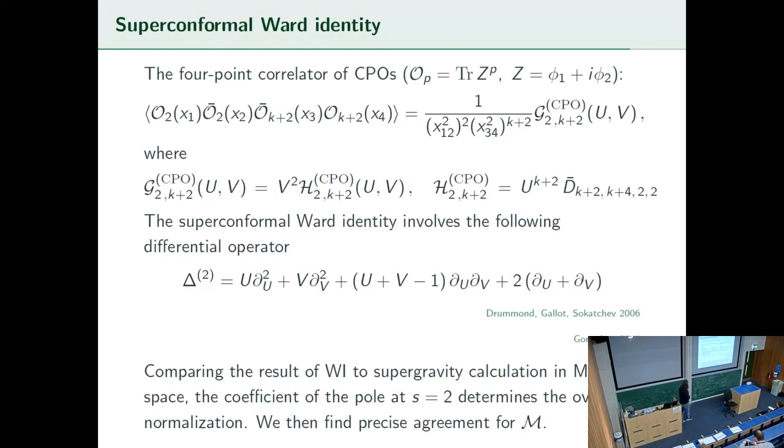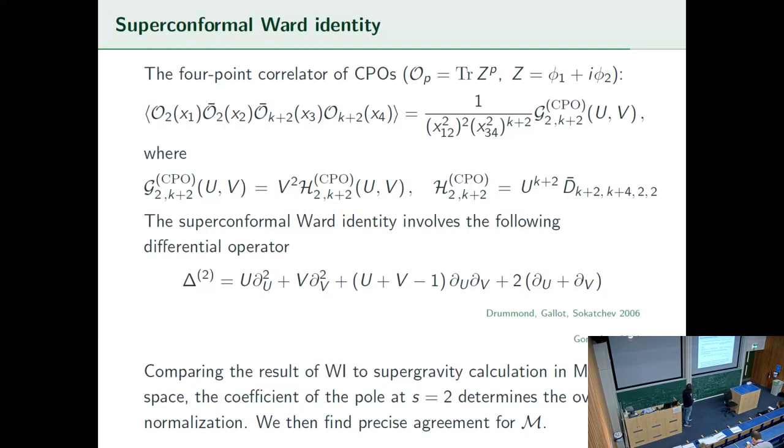And that essentially proves that our supergravity method is capable of capturing the entire correlator, not just some channels. Thanks.